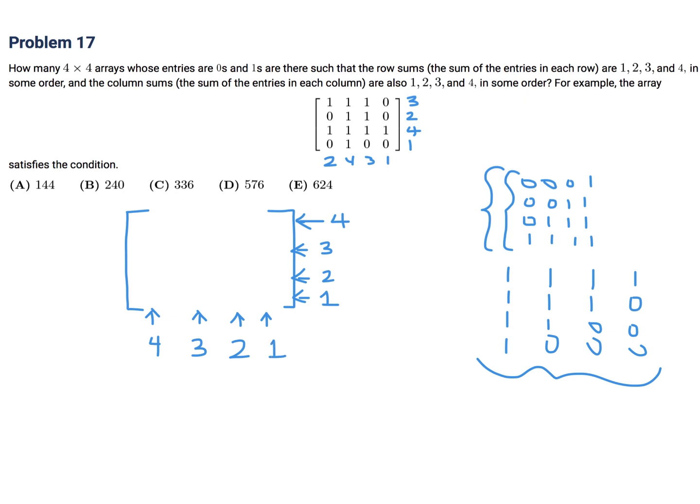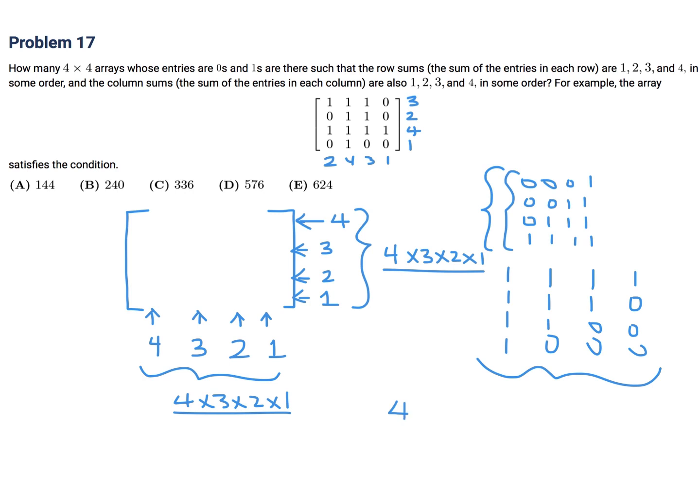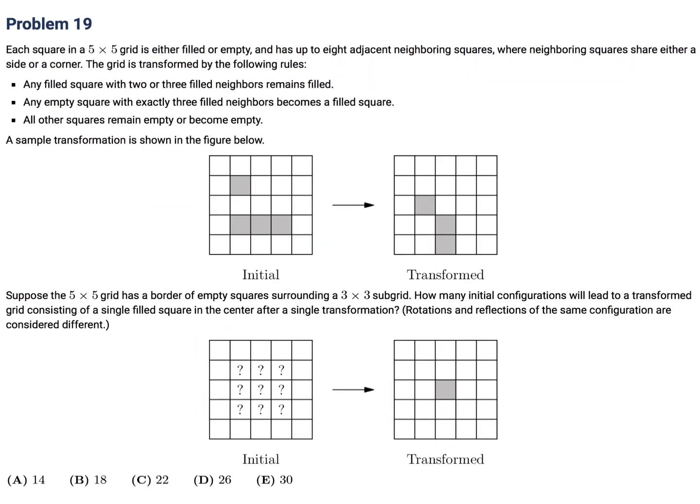So in total, on the row side, it's 4 times 3 times 2 times 1. And then from the perspective of the columns, it's also 4 times 3 times 2 times 1. So then you have to just combine these. So it's 4 times 3 times 2 times 1 times 4 times 3 times 2 times 1. And that will give you the total, and that's 576. So that is D.